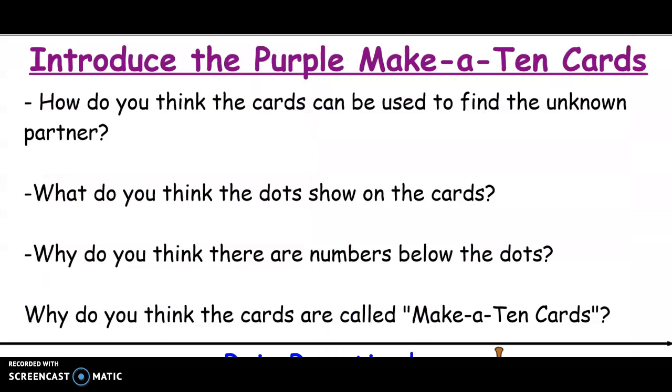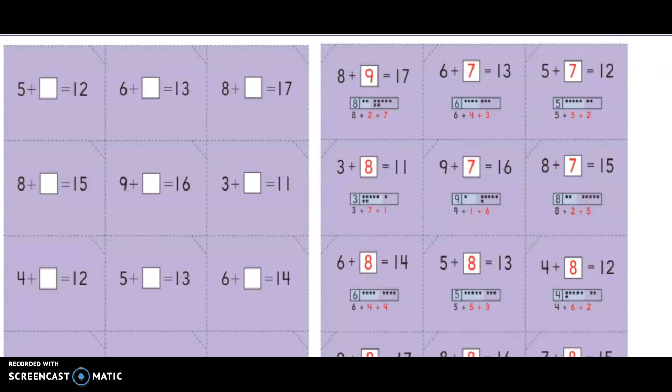So there's some questions that you want to talk about with your homework helper. How do you think the cards can be used to find the unknown partner? What do you think the dots show on the cards? Why do you think there are numbers below the dots? And why do you think the cards are called Make a 10 cards? So let's go over here and let's just talk about one of them.